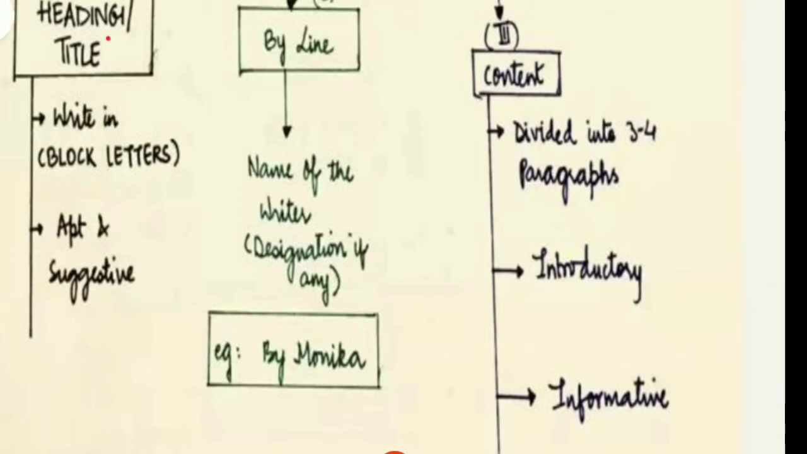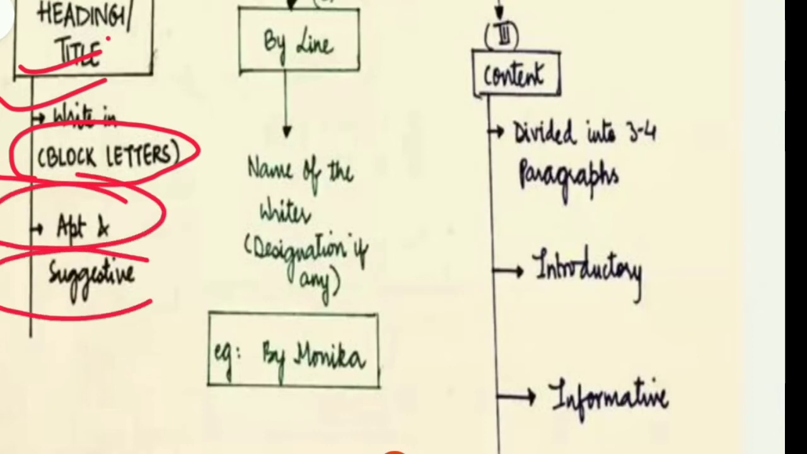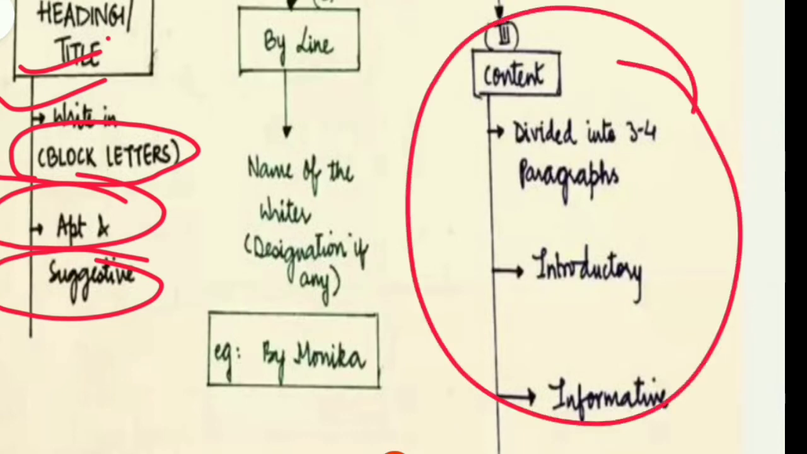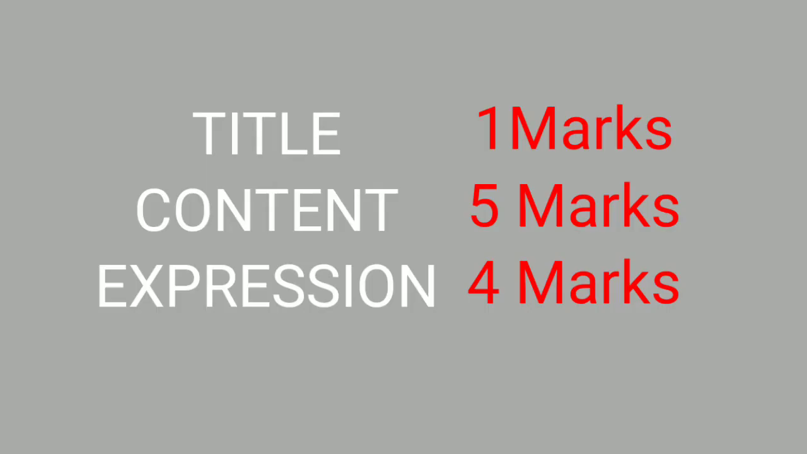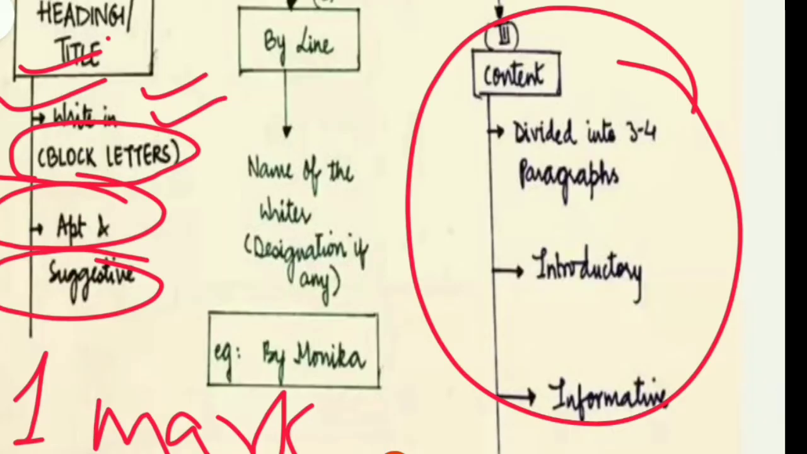Heading. The heading should be written in block letters and it should be apt and suggestive. It should be related to the paragraphs that you are going to write. It should be related to the content. If there is mismatch, then the examiner will not give you marks in title, which is 1 mark. So keep in mind the heading should be related to your content.